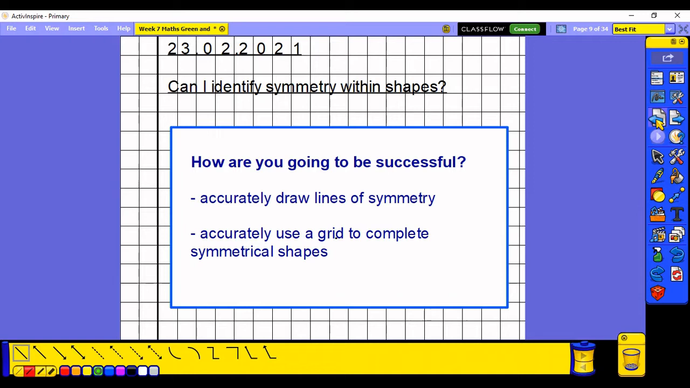Today we're going to look at the symmetry within shapes. You will need to be able to accurately draw lines of symmetry and accurately use a grid to complete symmetrical shapes. You should have already completed your arithmetic practice, so we can get straight on to the lesson itself.